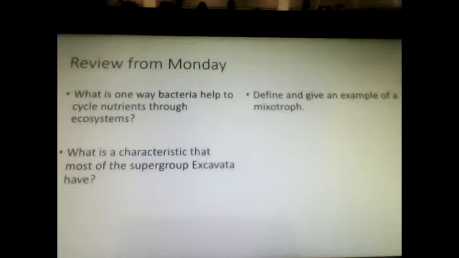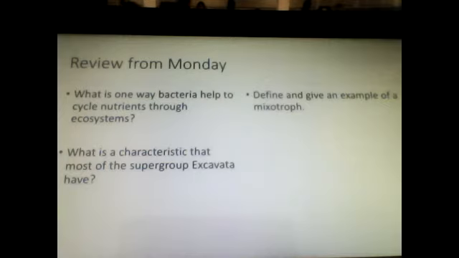Nitrogen-fixing bacteria that live in the roots of plants help to bring nitrogen out of the atmosphere into the soil. They're also decomposers, so dead stuff gets broken down by bacteria. One more big one: carbon fixation through photosynthesis, so taking carbon dioxide out of the atmosphere again and putting it into organic compounds that make it useful.